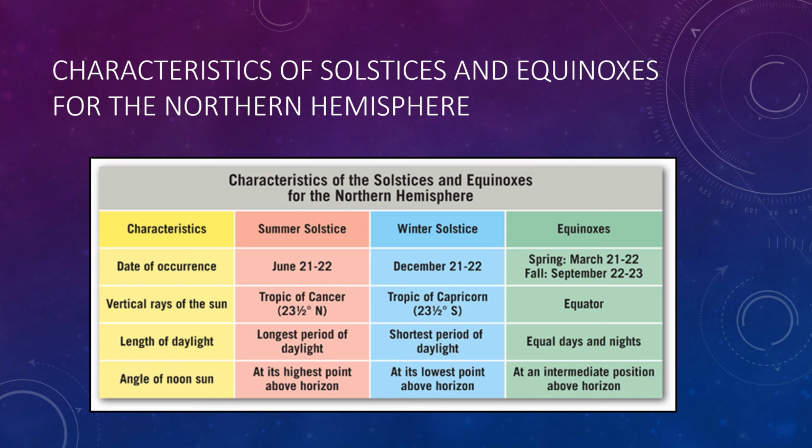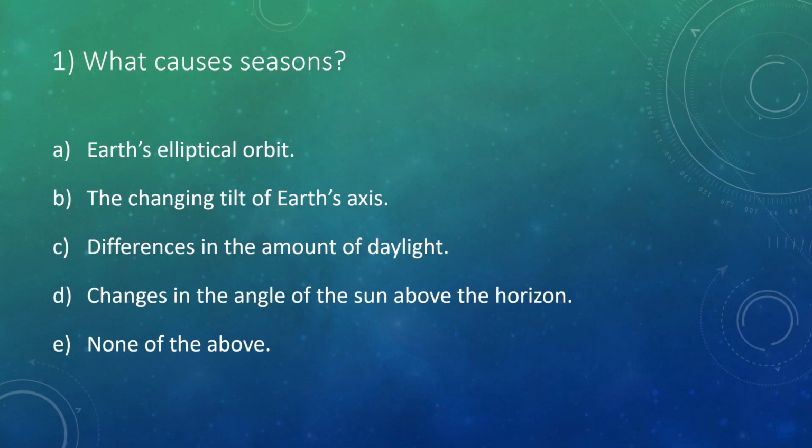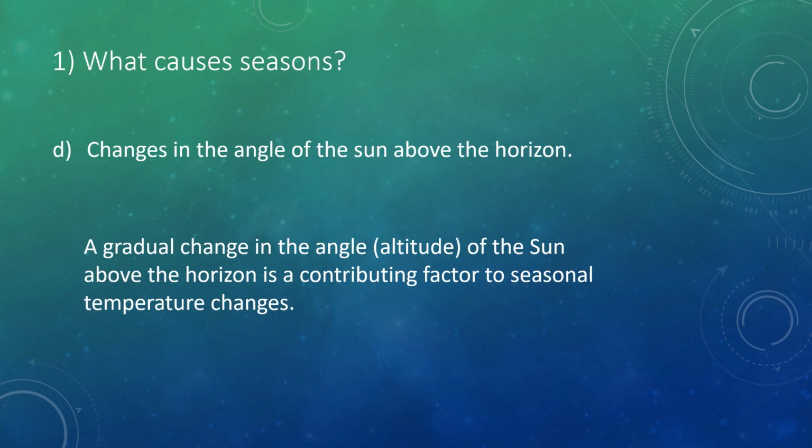So let's go ahead and close this out with 3 questions. Question number 1, what causes the seasons? Okay, hopefully, since this is the only topic of this lecture, your answer is changes in the angle of the sun above the horizon. So note, I purposely didn't put tilt of the Earth in, just because I thought that would be a little too easy.